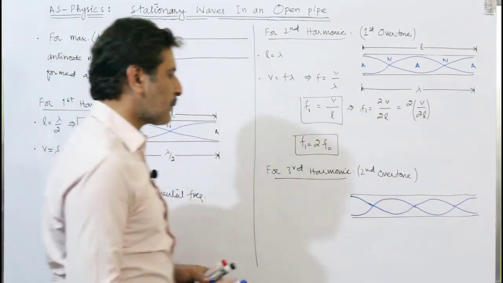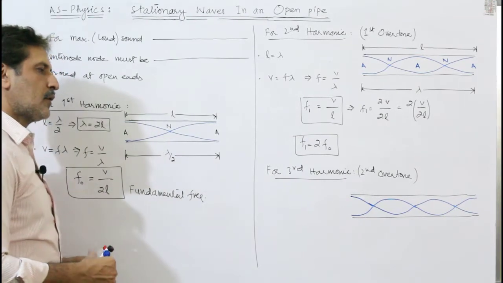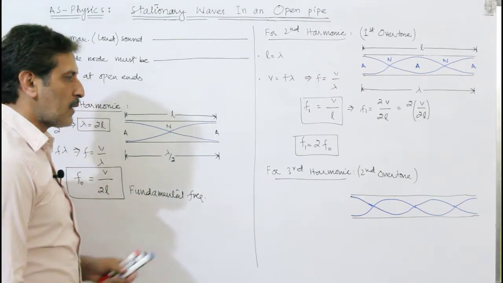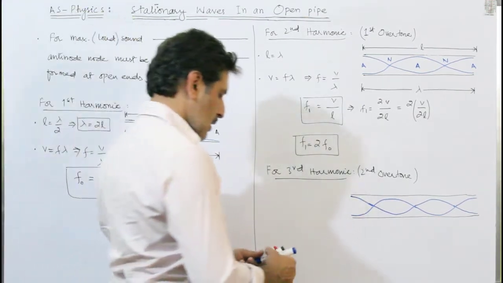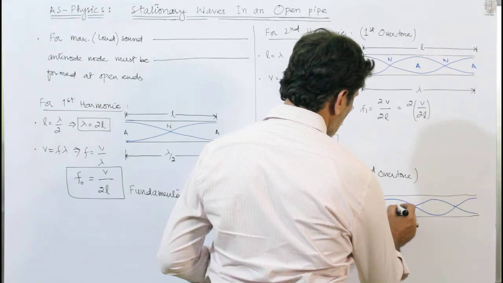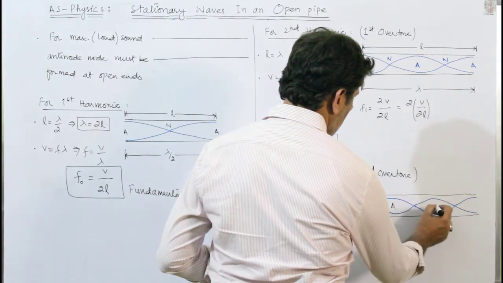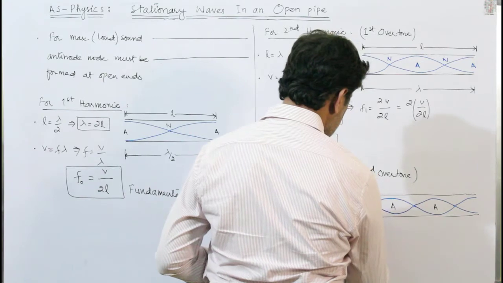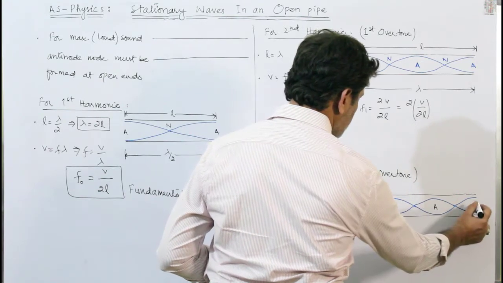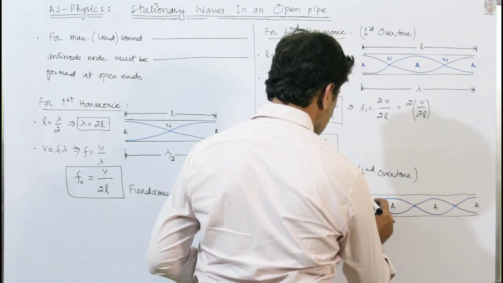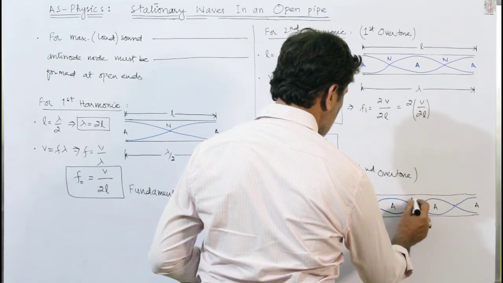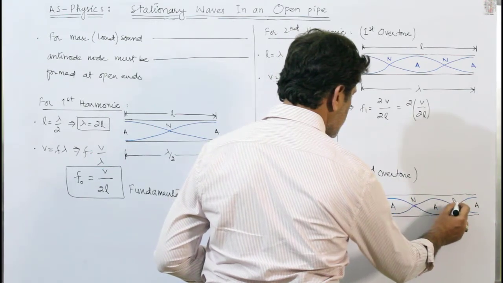It will be the pattern of stationary waves generated in the open pipe for the third harmonic. In this diagram we can easily observe here, these are the antinode positions where the amplitude is maximum, and these are the node positions where the amplitude is equal to 0.